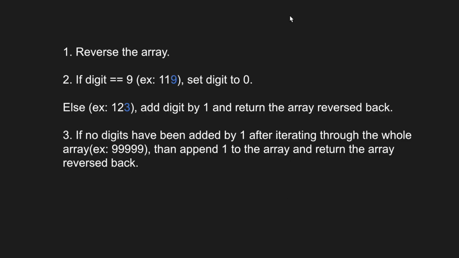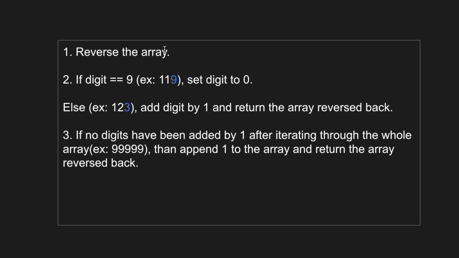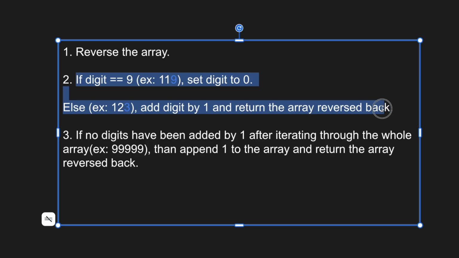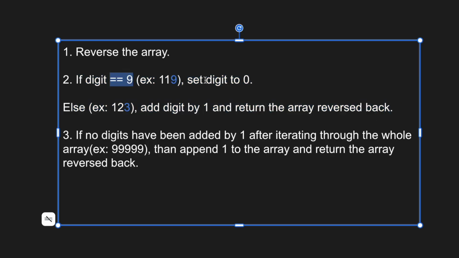So to solve this problem, we'll use a very simple algorithm. First, we're going to reverse the array. Then second, we will iterate through the array. If the digit is equal to 9, we will set the digit to 0. Otherwise, we will add 1 to the digit, and then we can return the reversed array right away.